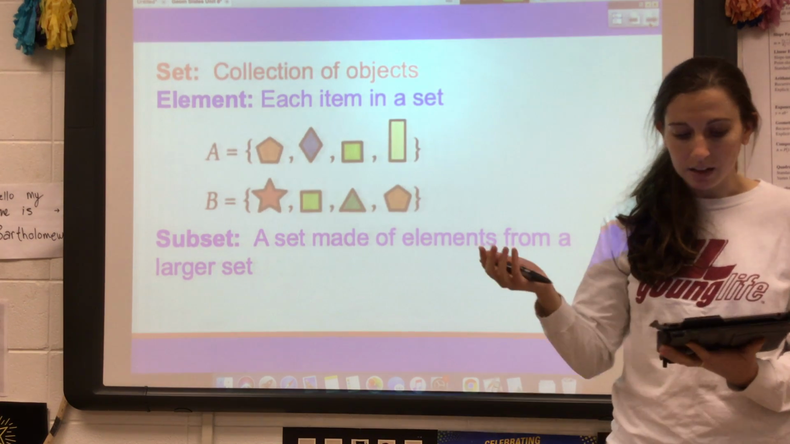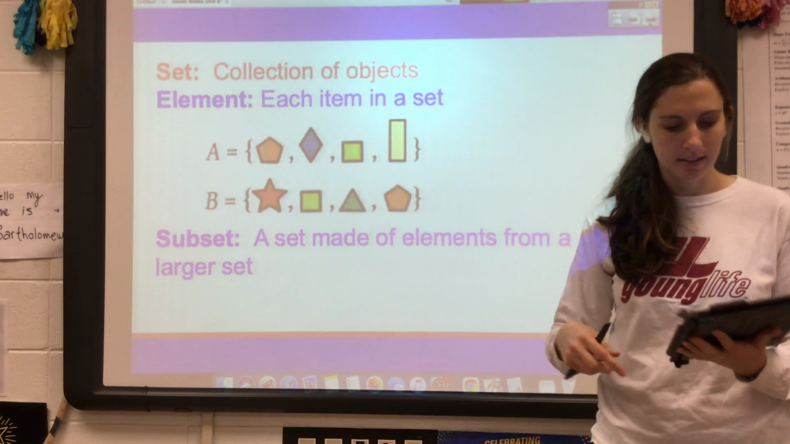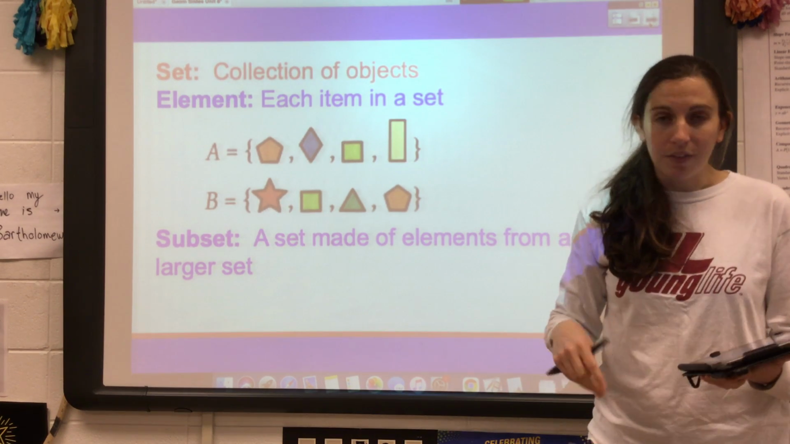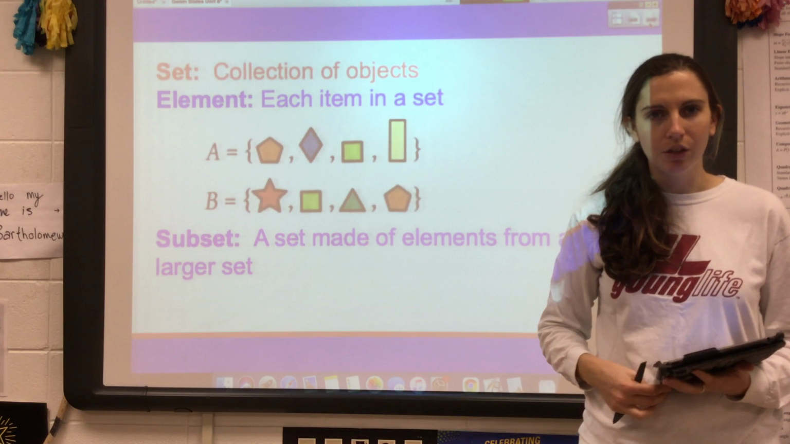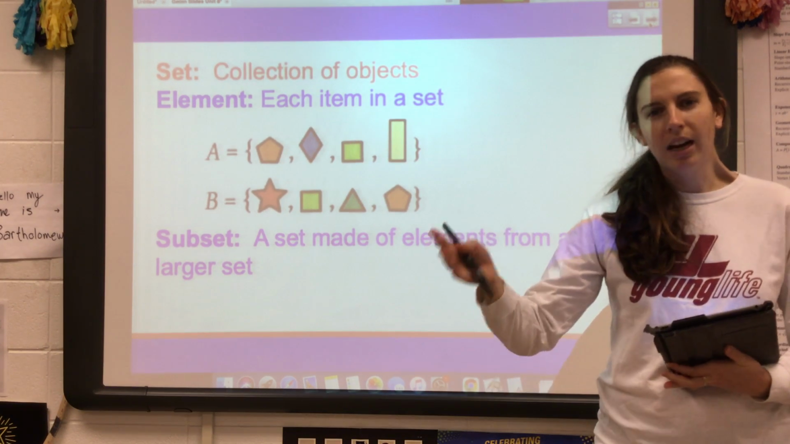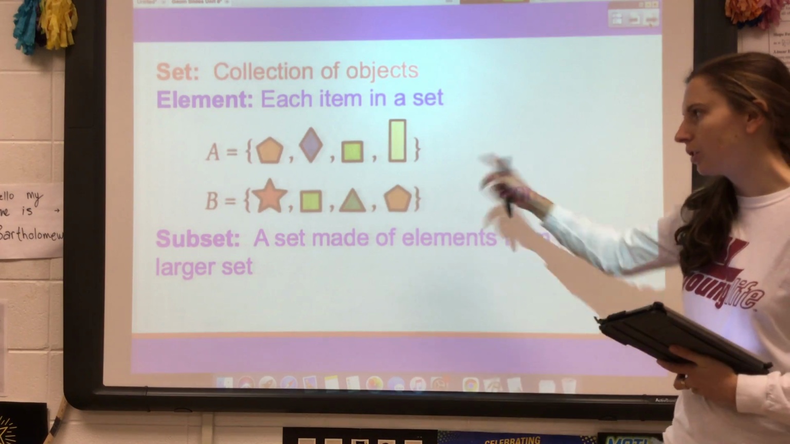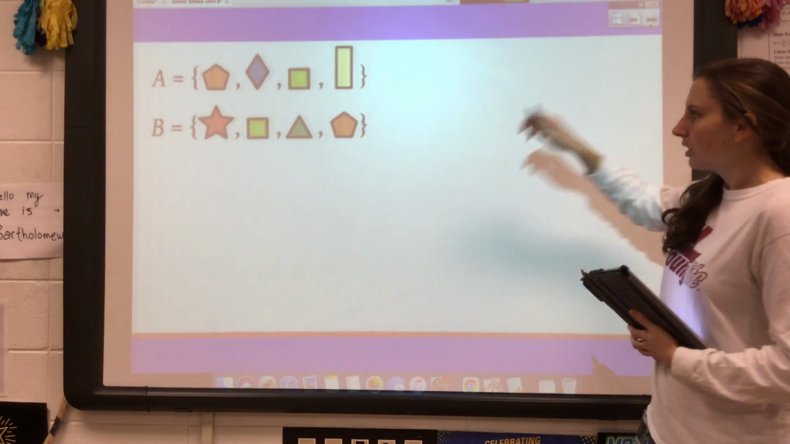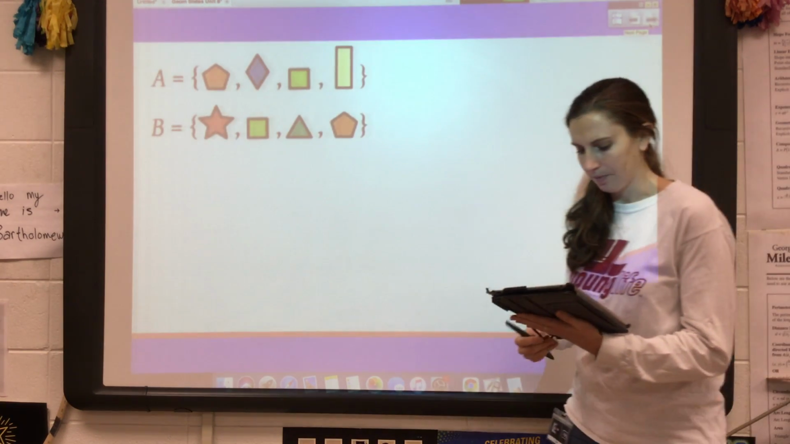Another example of a set could be all your grades in this class, and then each grade is an element. If I wanted to take a subset, I could do just your test grades, or just the grades where you got an A, or something like that. So those are just a few actual examples. Okay, so let's go with these shape sets here.